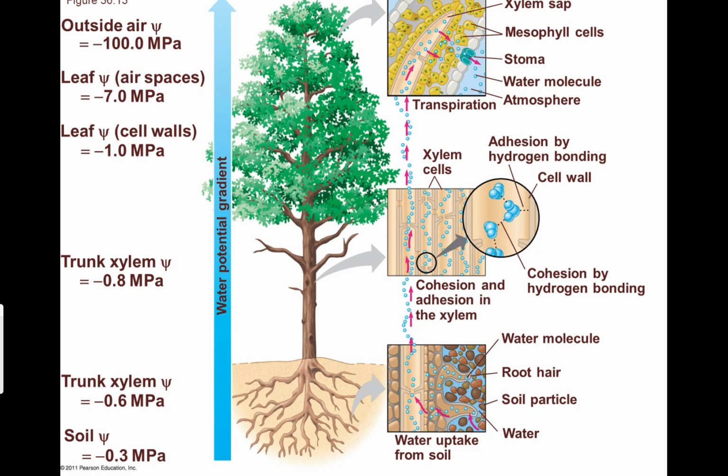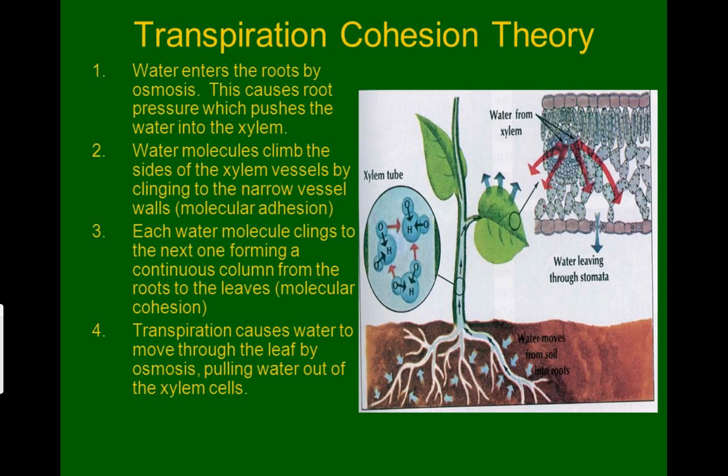This is one of our learning objectives, so you go over that. Here's another picture of it showing you that water enters the roots in the soil, goes up through the xylem into the leaves, and then is exited out. And there's like a little explanation pulling the water out of the xylem cells.